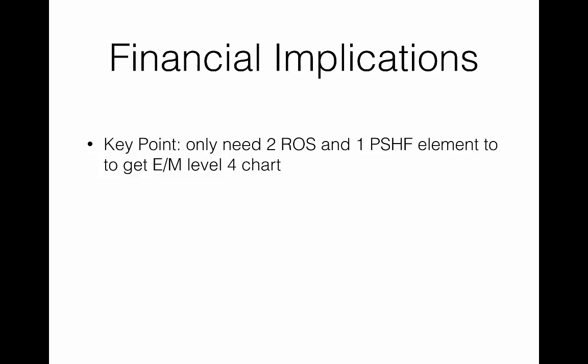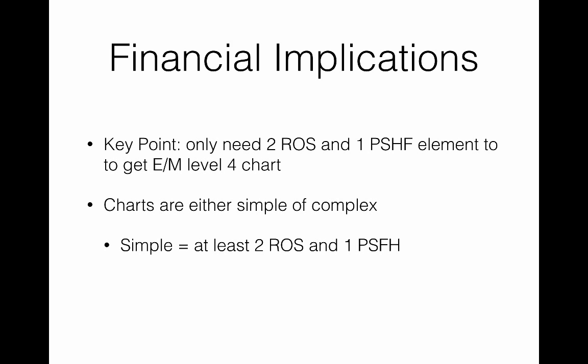So here's a key point for you. You only need 2 review of systems and 1 past social or family history element to get to a level 4, an E&M level 4, and that's 1 step below the most complicated patient that we have. So think of charts as either being simple or complex. Yeah, patient comes in for a simple complaint. They sprained their ankle, they hurt their arm, they cut their finger. Simple complaint, they need a simple chart. If it's simple, try to get at least 2 review of systems and 1 of the past surgical, social, family history, etc.